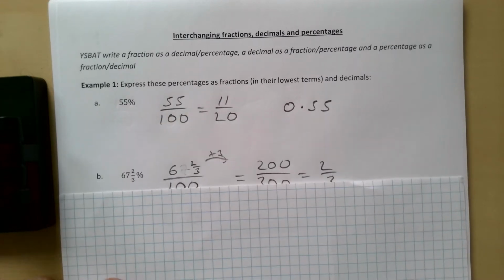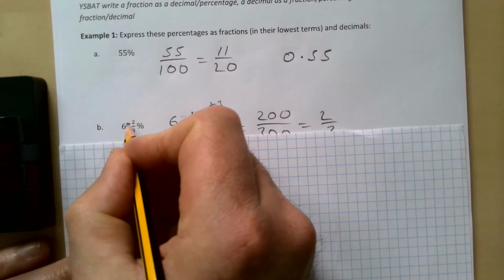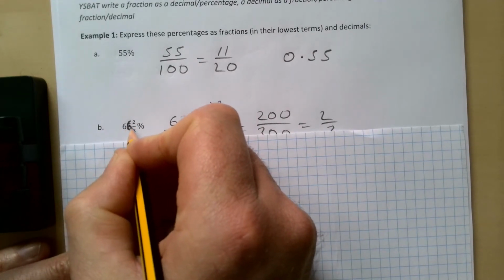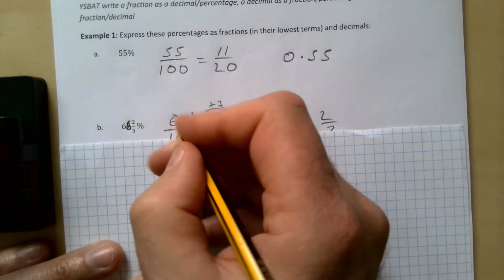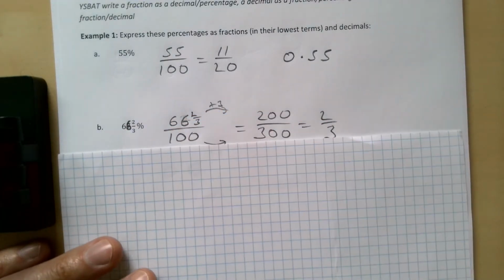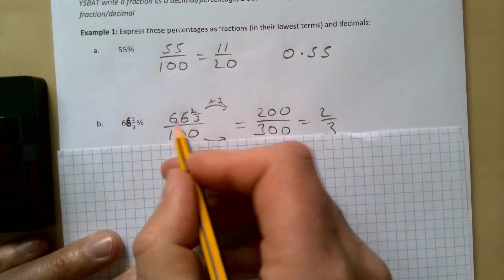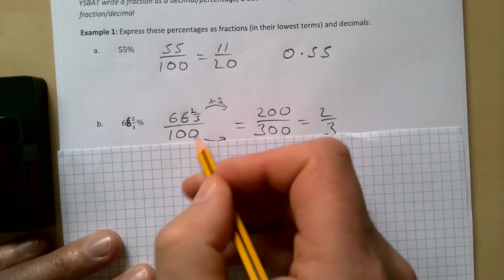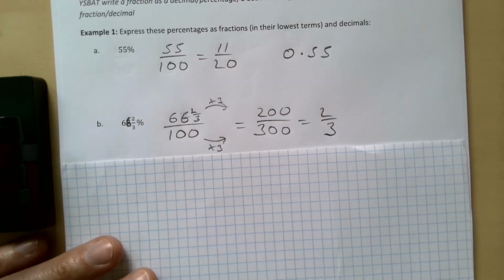Part 2 I got a bit mixed up with because I think there's a mistake in it. I think we want 66 and 2/3 there. So 66 and 2/3%, is obviously 66 and 2/3 over 100. We can't have a fraction within a fraction, so I've times top and bottom of that by 3.